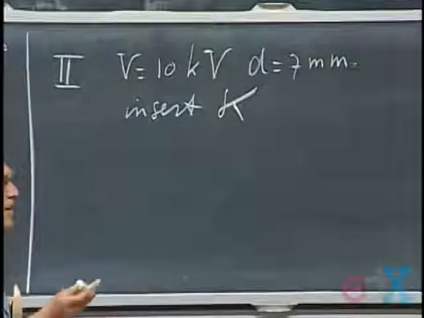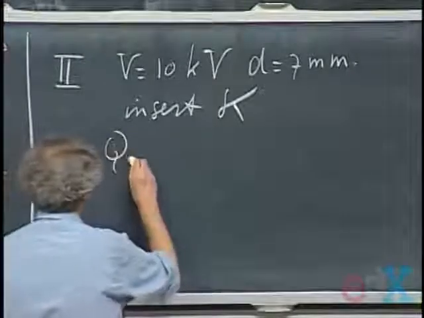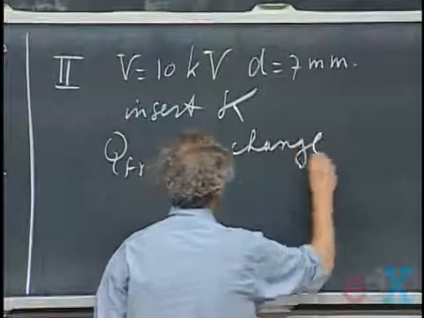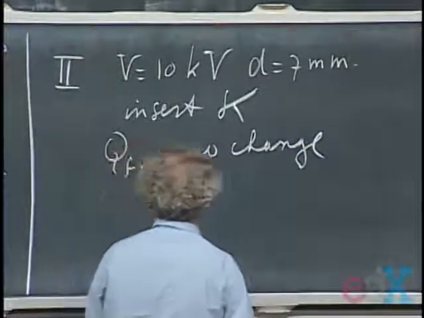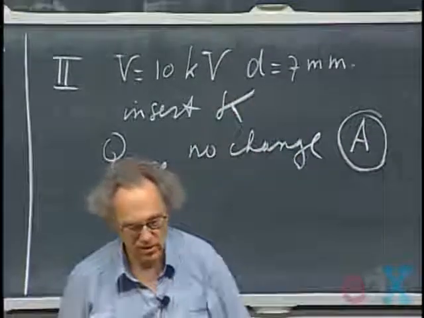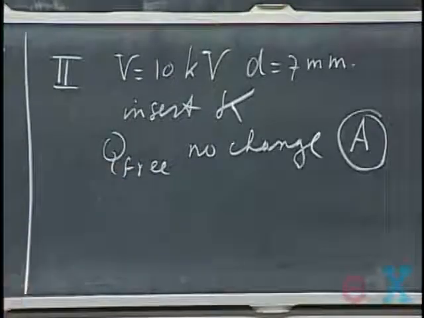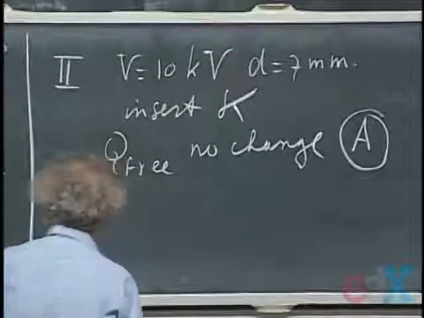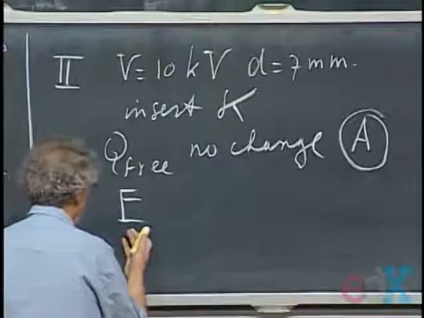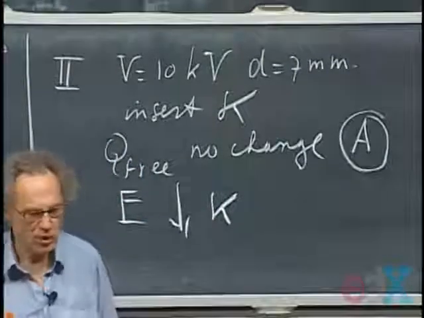Q3 cannot go anywhere, because I have disconnected the power supply. So Q3, no change. If there is no change in the free charge, the ammeter will do nothing. So as I plunge in this dielectric, you will not see any reading on the ammeter. But as we discussed at length now, the net electric field will go down by that factor kappa. That's what the whole discussion was all about.